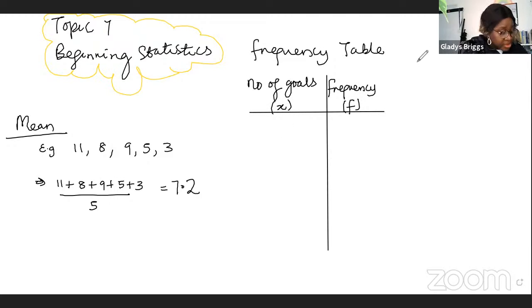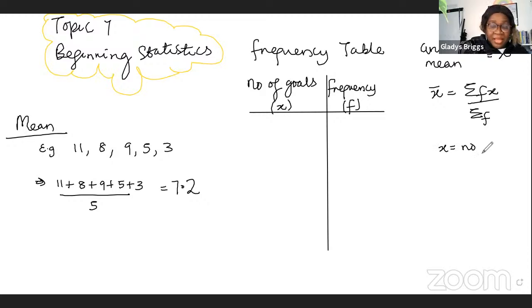The formula that we use to work out the mean, which we call the arithmetic mean, is X bar, and X bar is equal to sigma F times X divided by sigma F. Now let me explain the meaning of all this jargon. Sometimes X in statistics refers to the number of data, not this X bar here, X on its own, somewhere else. F represents the frequency.